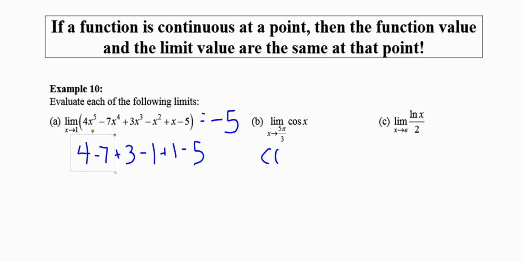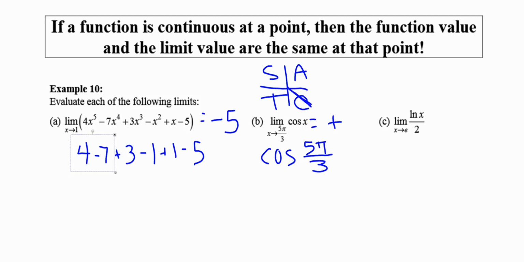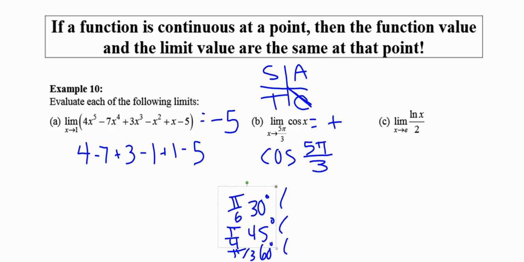All right, so you have got to take cosine and be able to plug in 5/3 pi quickly and effectively and efficiently. So 5/3 is going to be over here, so it's going to be positive. You should also know your special angles. So if we have pi over 6 or 30 degrees, pi over 4, 45 degrees, pi over 3, 60 degrees, and the coordinates that correspond to those.